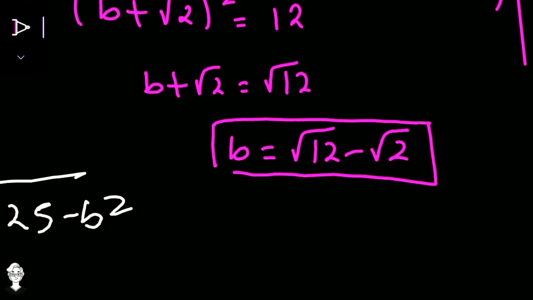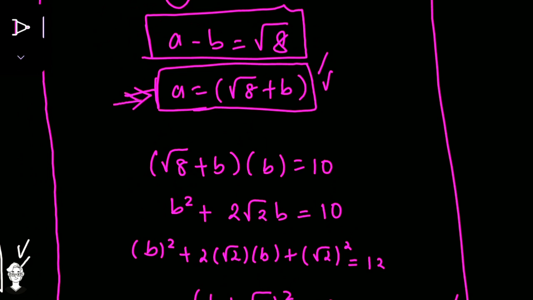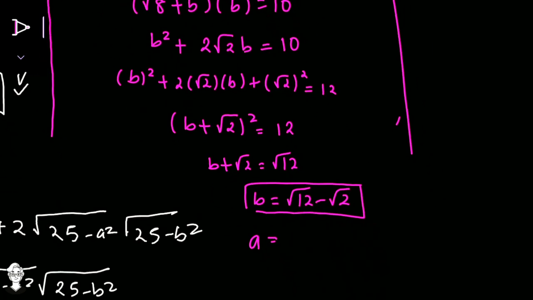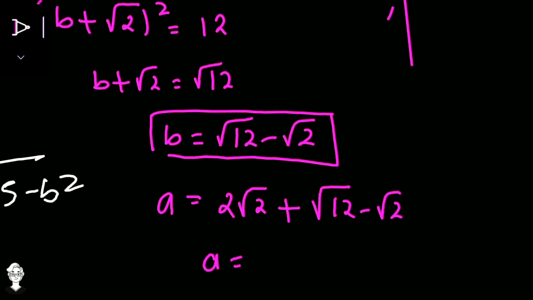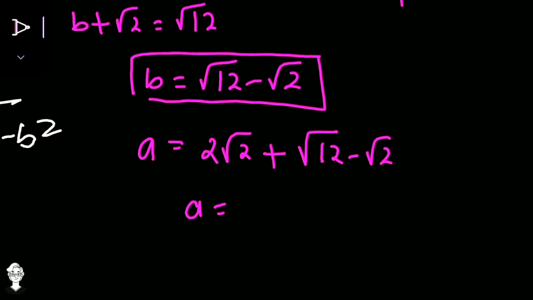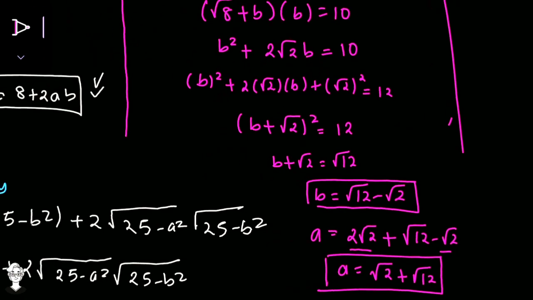Now from here I can get a. So remember, yes, this was the nice equation. a is equal to square root of 8 plus b. And square root of 8 is nothing but 2 times square root of 2 plus the value of b, and the value of b is square root of 12 minus square root of 2. So we get that a is equal to square root of 12 as it is, and 2 times square root of 2 minus square root of 2 is square root of 2, plus square root of 12, and that is the value of a. So the values of a and b have been found.